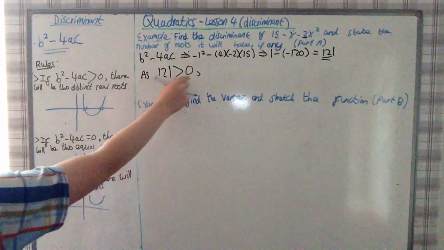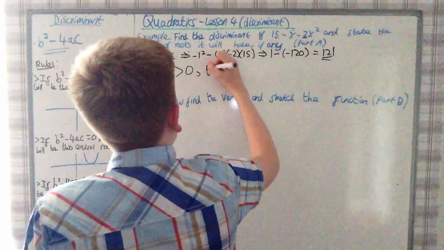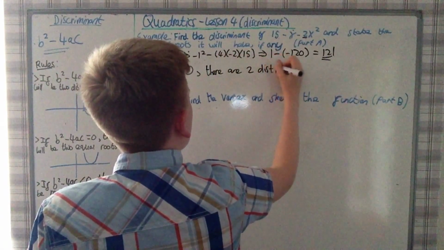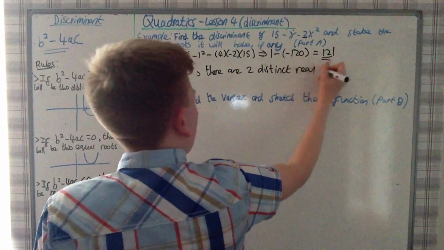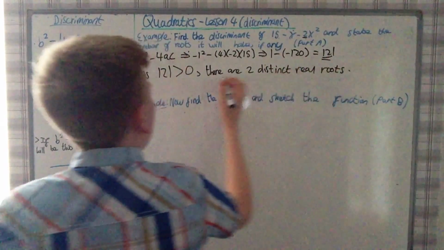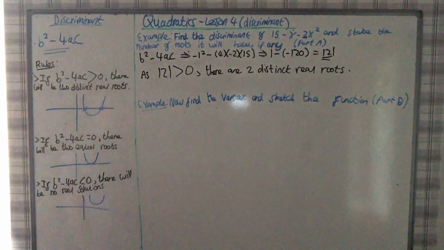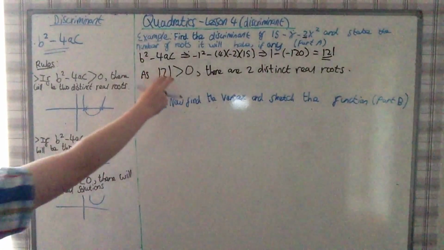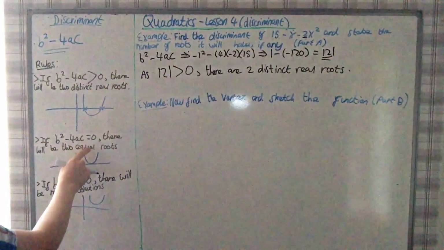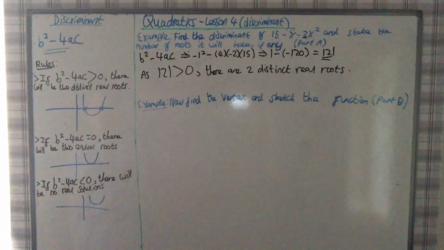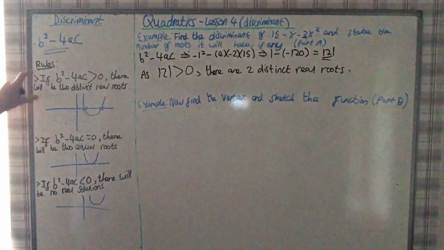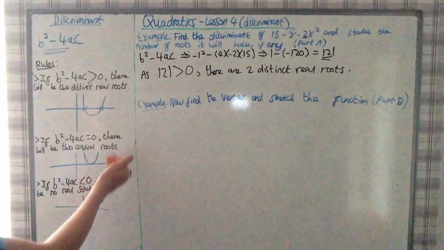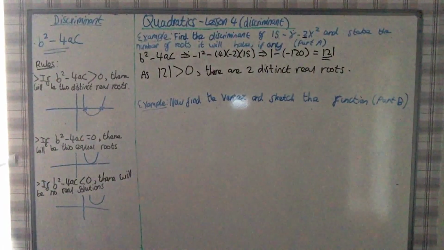So we say as 121 is greater than 0, there are two distinct real roots. And that's our answer. We have to make this point to get the final mark. If the value we calculated happened to be, say, minus 10, then our discriminant would be less than 0, so we'd refer to this point: there will be no real solutions. You just state the line appropriate for the question you're given. That's why you need to remember all of these possible outcomes. You need to learn these.